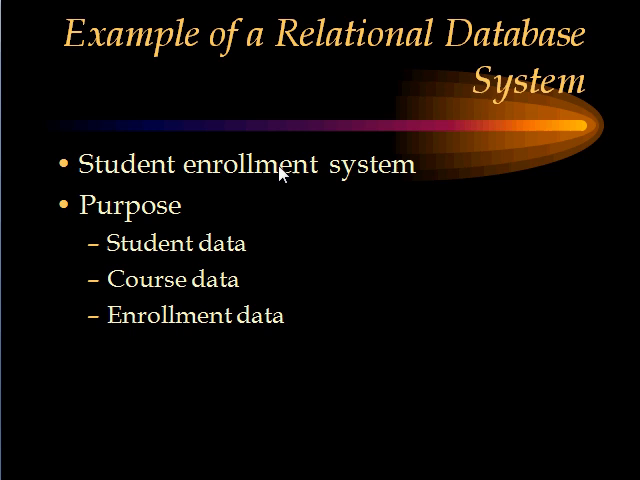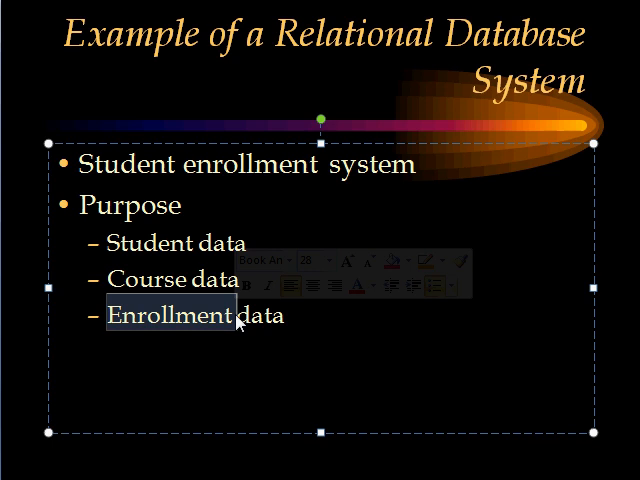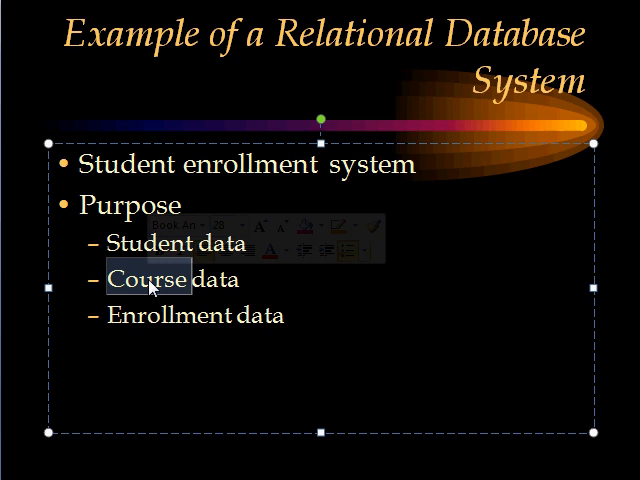The purpose of the database system is to keep information on students, keep information on courses, and keep information on the enrollment of students in different types of courses. We will create basically three different tables. Two of them are known as object tables. One would be a student table that will keep information on the students. The other one would be a course table that would keep information on courses. And the third one would be an enrollment table that will keep information on which student is enrolled in which course. The first two tables are known as object tables because they keep track of our data on objects.